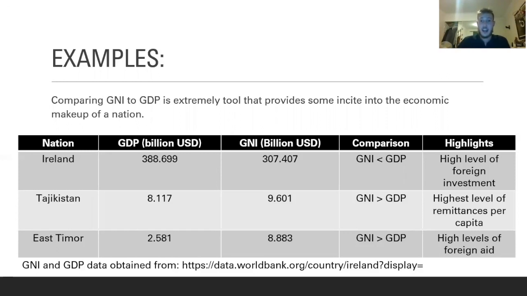Turkmenistan, on the other hand, has a greater GNI to its GDP, and this can be attributed to having one of the highest levels of remittances, meaning they have a lot of citizens working overseas sending money back home.